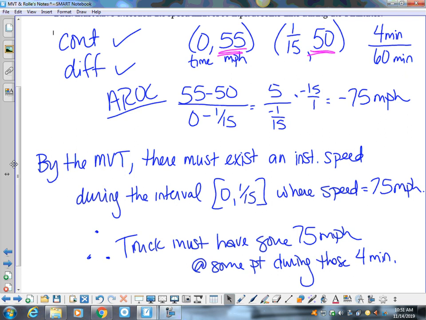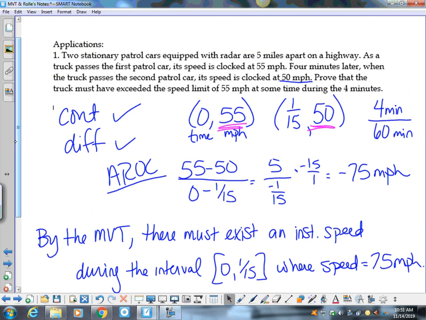This is an application of an MVT. Now, please make sure you see that in no way, shape, or form does the problem allude to the fact that you need to use the MVT. So you're going to have to be able to recognize when it's needed and how to use it, how to refer to it, and how to use it to justify your answer. So all things you need to really practice on those application problems on your homework.